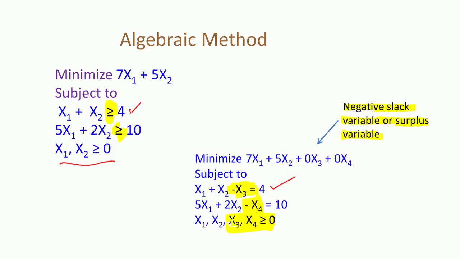So, when we convert an inequality to an equation by adding a slack variable, we could add a positive slack variable if the constraint is less than or equal to type, and a negative slack if it is greater than or equal to type. But what is important is that the slack variables are defined as greater than or equal to 0 in both the cases, just as the decision variables are defined as greater than or equal to 0.